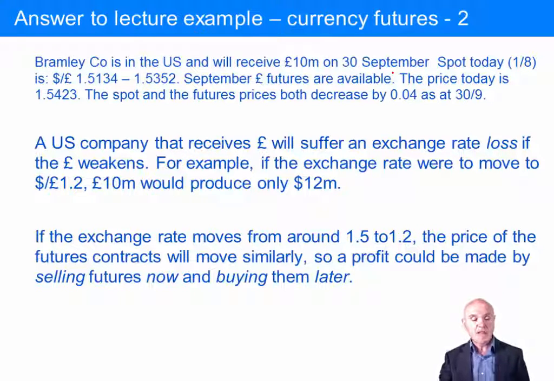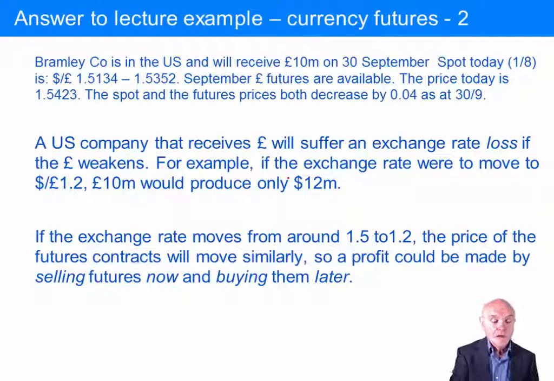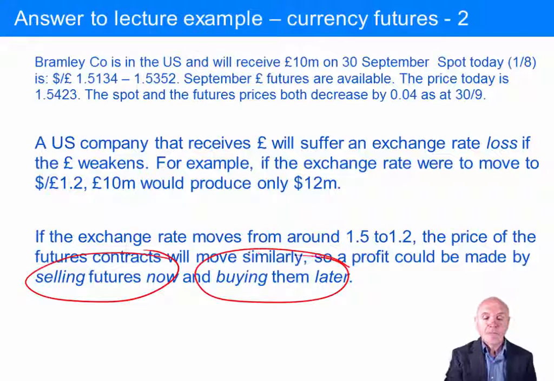So that's just explaining what's kind of happening there. Again, here we have it going down. If the futures went down from 1.5 to 1.2, we're going to be disappointed, if you like, in what we're going to be getting out. We're going to be getting only $12 million instead of nearly $15 million. So sell futures now and buy them later is what we need to be looking at.